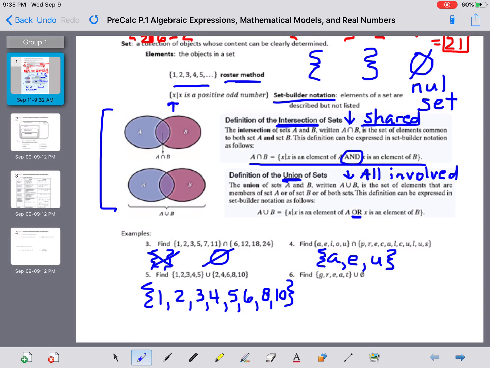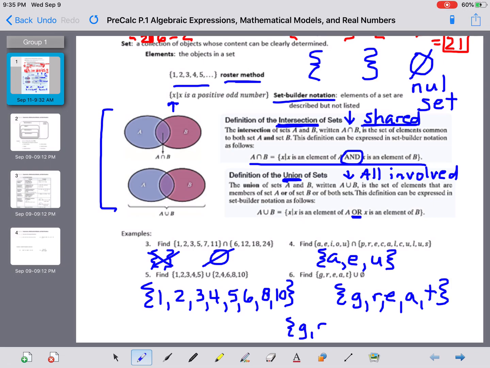For my next one, I have a set of GREAT in union with the null set. So I have a set with those 5 elements in union with nothing, with an empty set. Well, if it's union, it's everything involved. So with the union, I'm just going to have GREAT, everything involved. And notice, because we were playing with the words here, they're not alphabetical, but we'll leave it, that's fine.